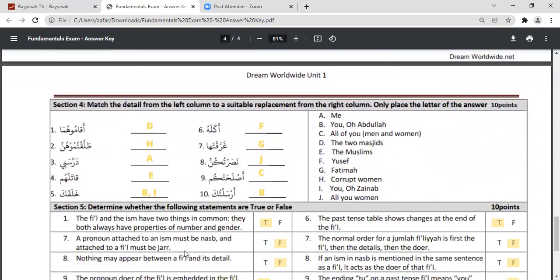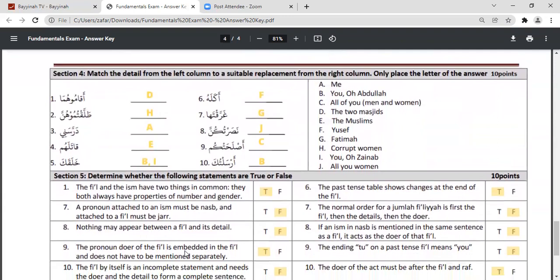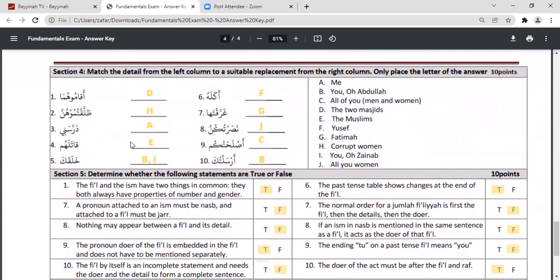From here, we go to the last page, and last page, section 4. Match the detail from the left column to a suitable replacement from the right column. Only place the letter of the answer. Okay, so aqamu huma, right? So aqamu huma. From this huma, we understand that this is basically two things that are being considered, right?